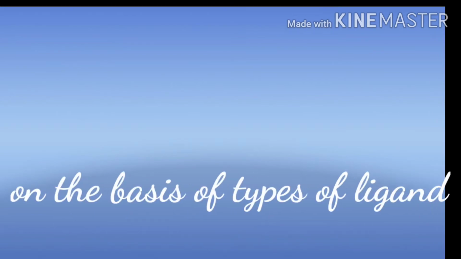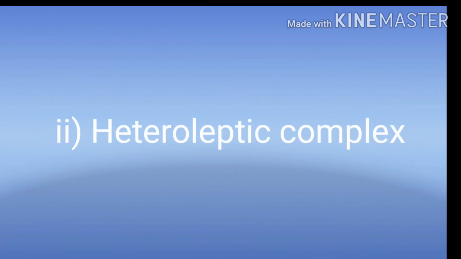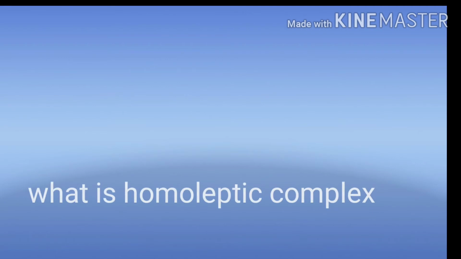Now we shall discuss in detail the first type, that is based upon the types of ligand. This class is further classified as follows. The first type is homoleptic complex, and the second type is heteroleptic complex. Now what is a homoleptic complex or compound?